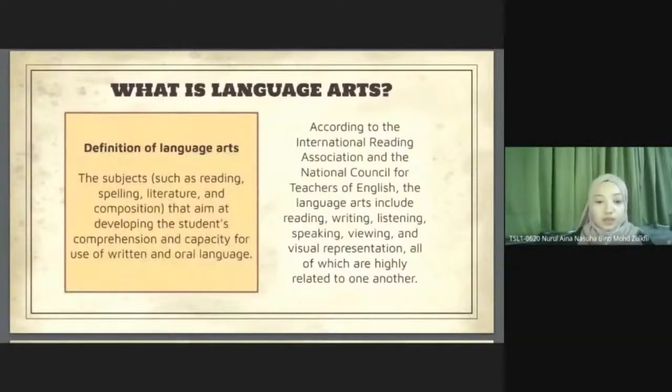So, what is language arts? From the Merriam-Webster dictionary, language arts is defined as subjects such as reading, spelling, literature and composition that aim at developing the students' comprehension and capacity for use of written and oral language. To make it short, language arts is a field of study using the art by which language content is interpreted and practiced socially.